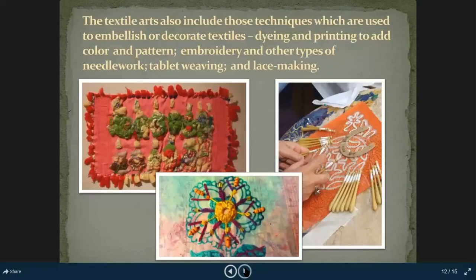The textile arts also include those techniques which are used to embellish or decorate textiles: dyeing and printing to add color and patterns, embroidery and other types of needlework, tablet weaving, and lace making. Ayun, pagbuburda, kawalong burda. This is also an example of textile art.